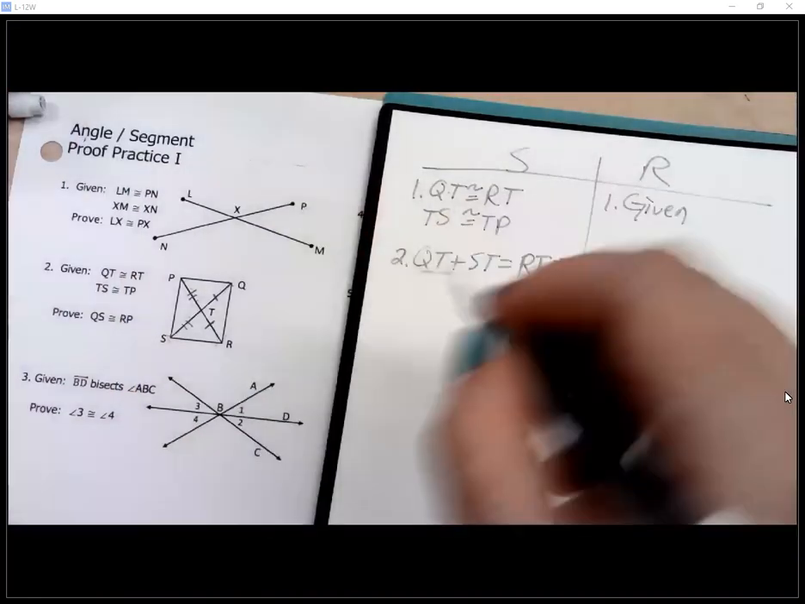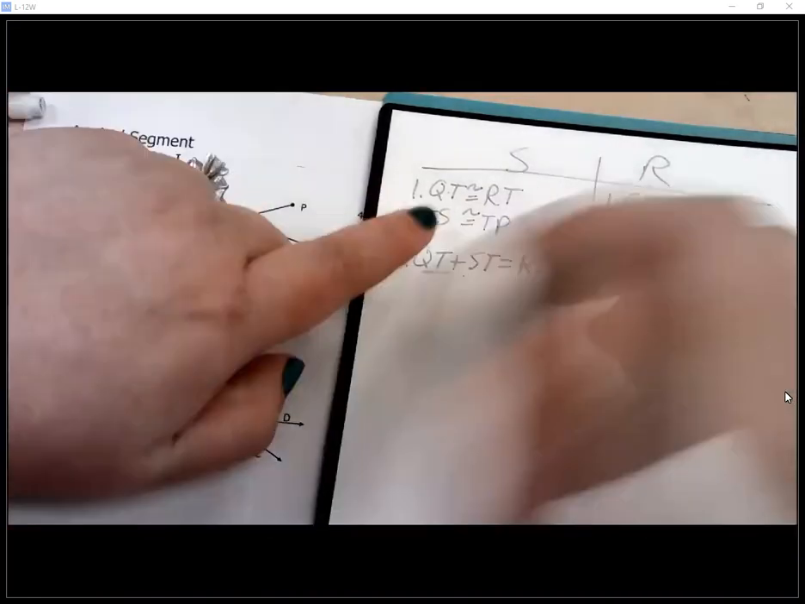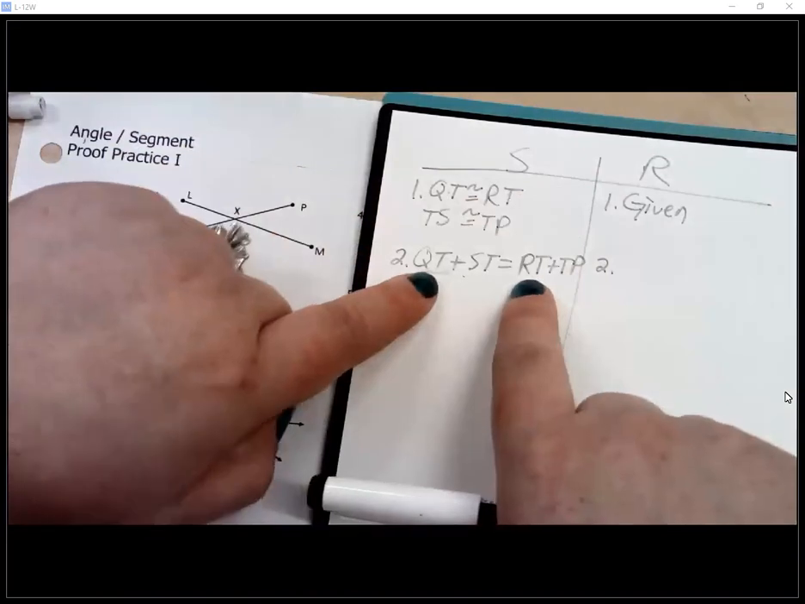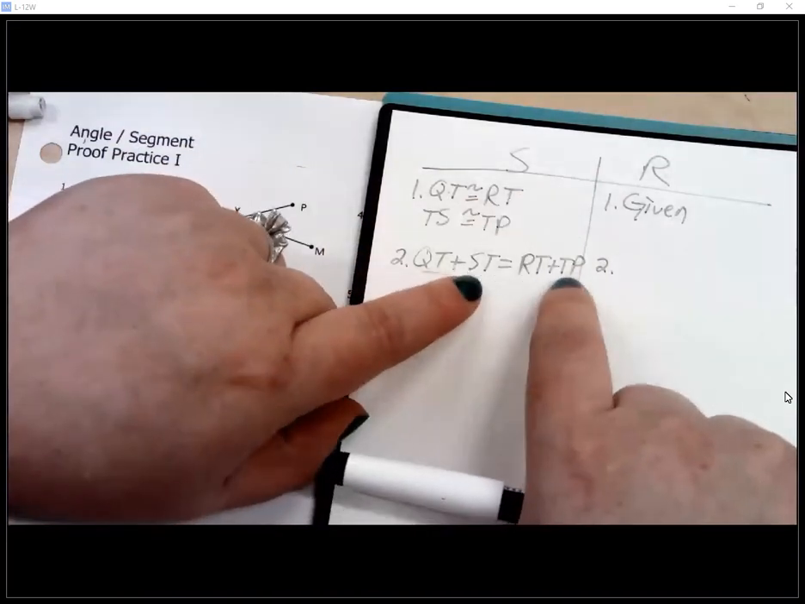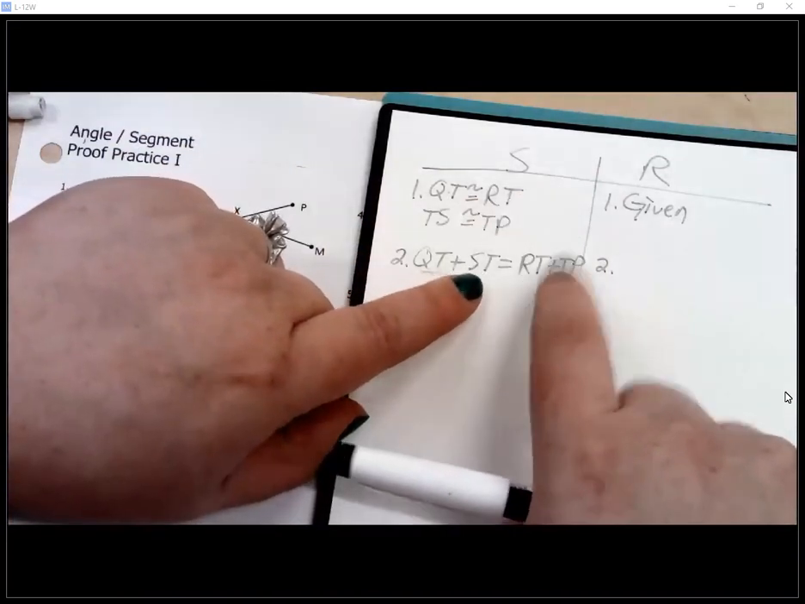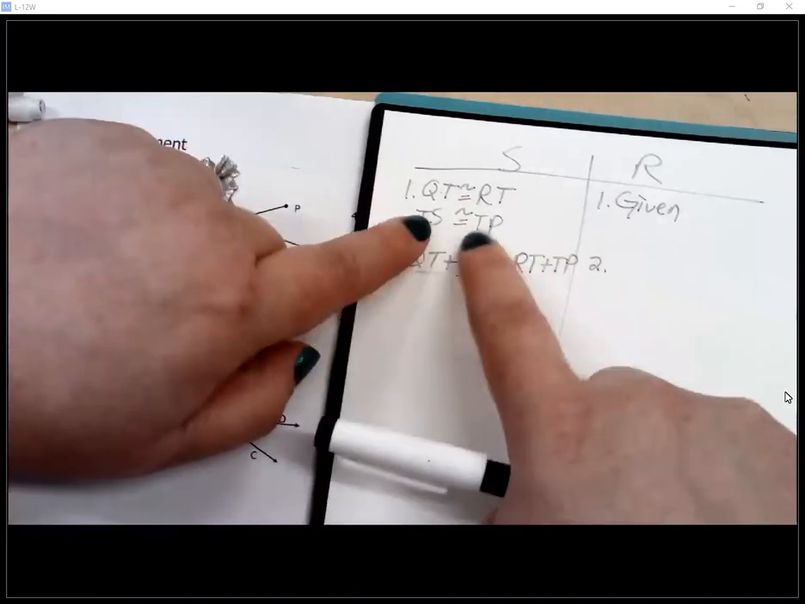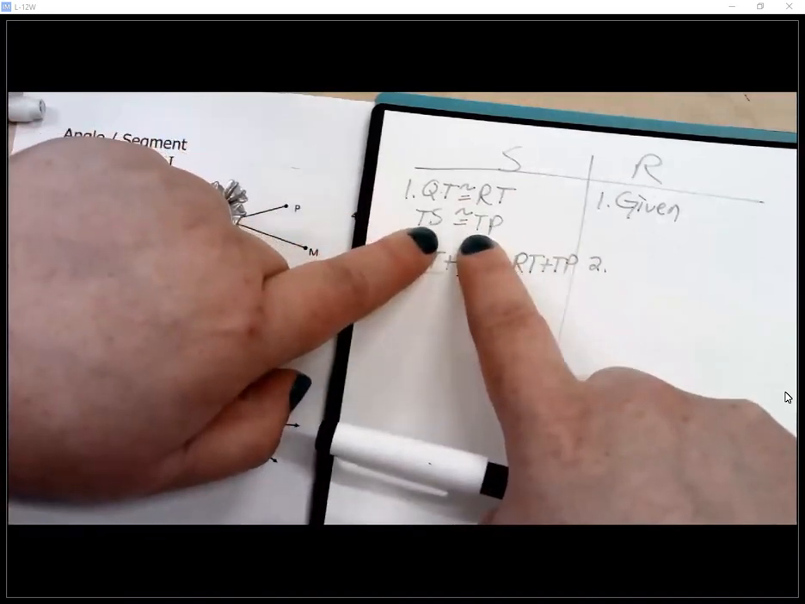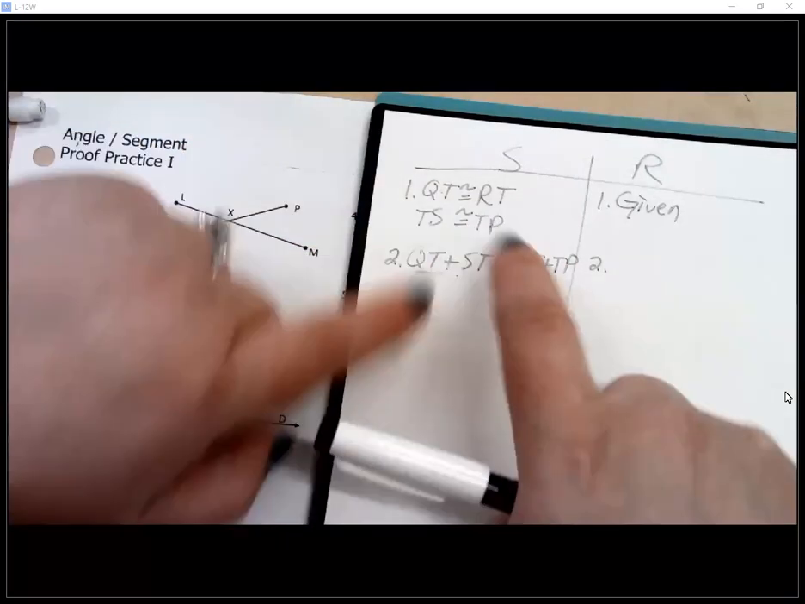Anyway, so I still have QT and RT, one on each side. What else do I have? I've now added ST to one side and TP to the other. You've already said that those two things are equal to each other. So you've taken two things that are equal and you've just added them to both sides.